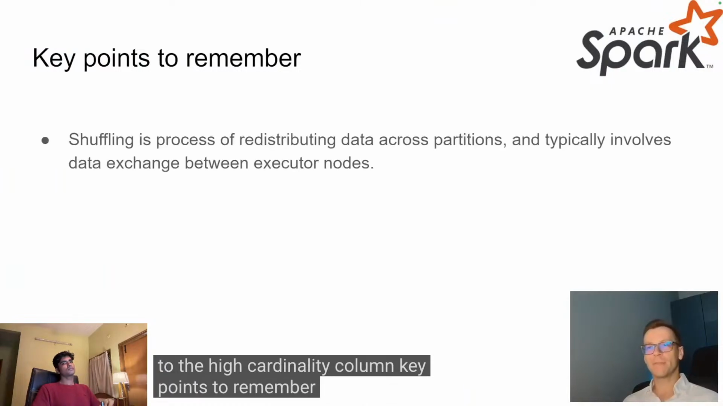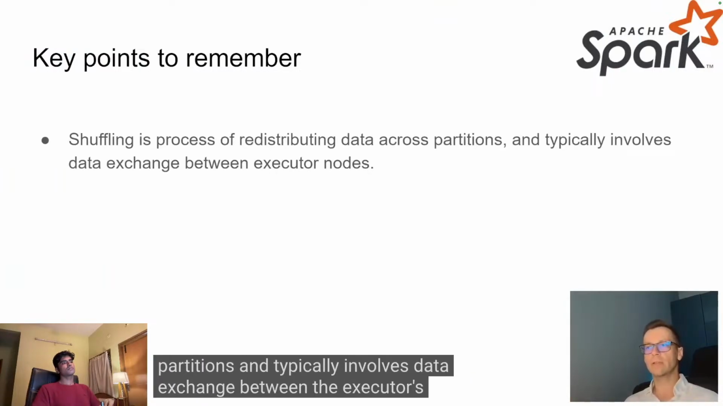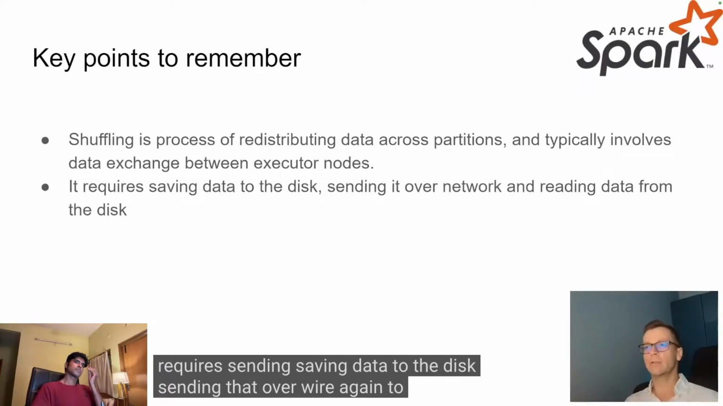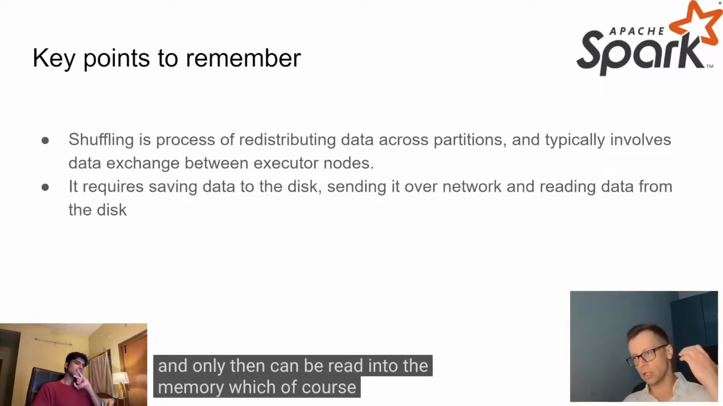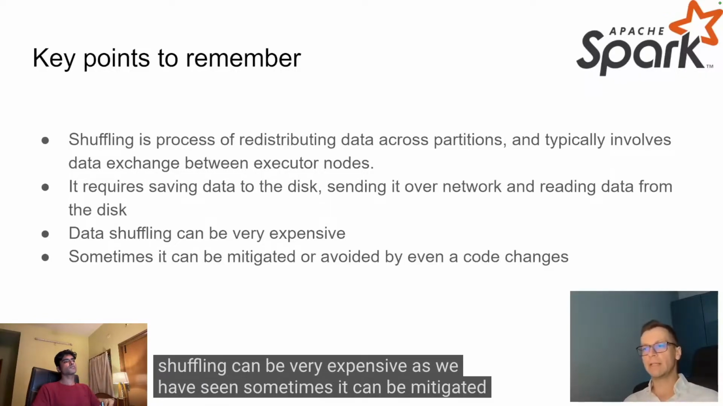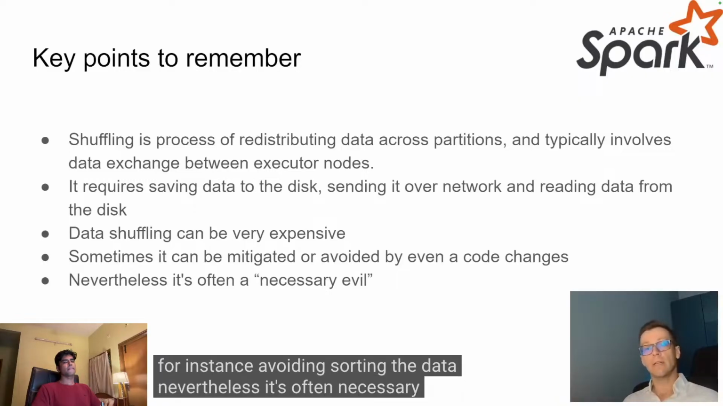Key points to remember. Shuffling is a process of redistributing data across partitions and typically involves data exchange between the executors' nodes. It requires saving data to the disk, sending that over the wire, again to the disk, and only then can it be read into memory, which of course is slow. Data shuffling can be very expensive, as we have seen. Sometimes it can be mitigated or avoided by even a code change, like for instance avoiding sorting the data. Nevertheless, it's often a necessary evil.